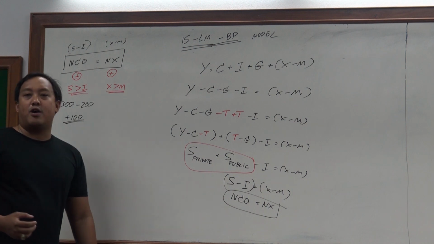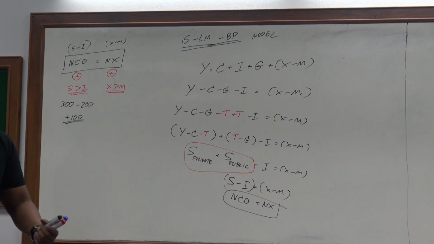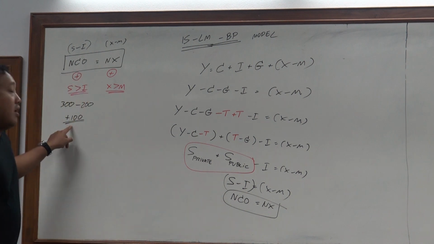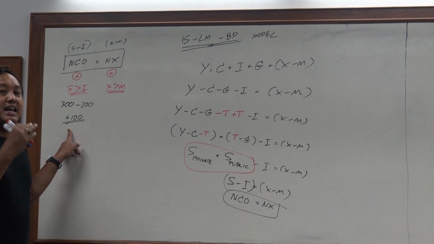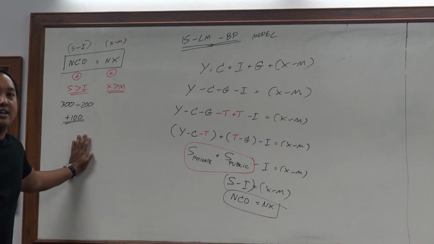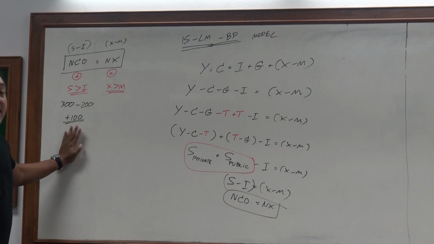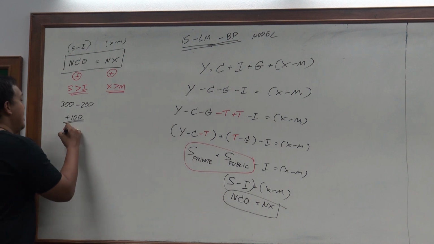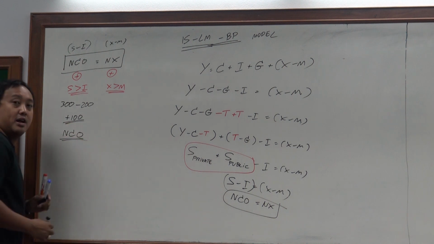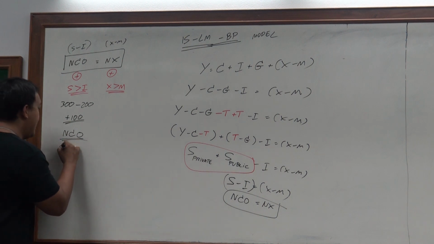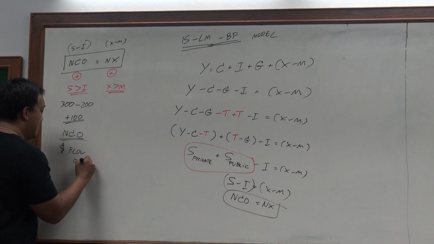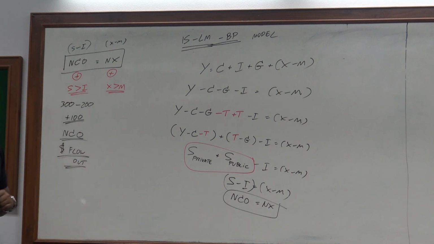If we have money in the economy that nobody wants to borrow, what are we going to do? We have $100 million left in the economy that nobody in our country wants to borrow. What we're going to do is lend this money out to the other country. So this one becomes net capital outflow: the capital that flows out of the country. That is the level of money that flows out.